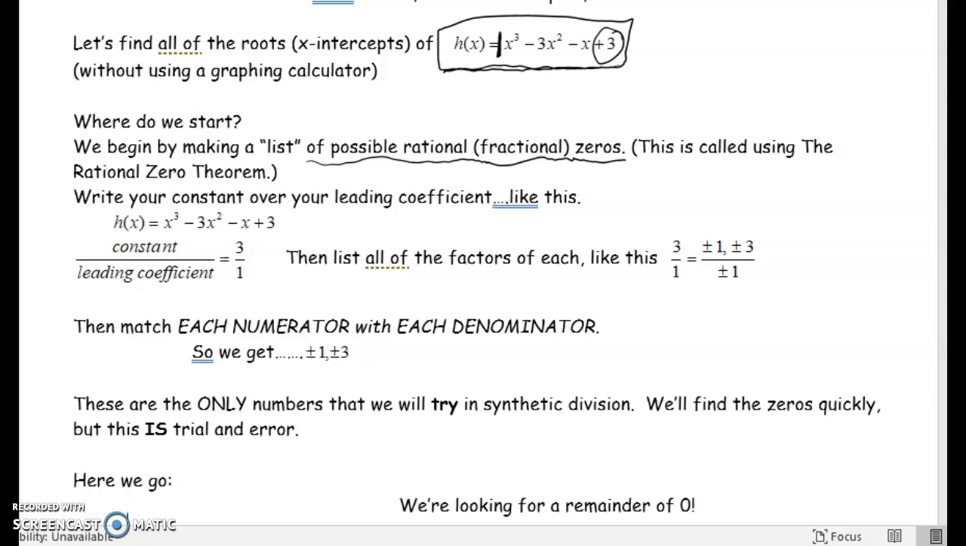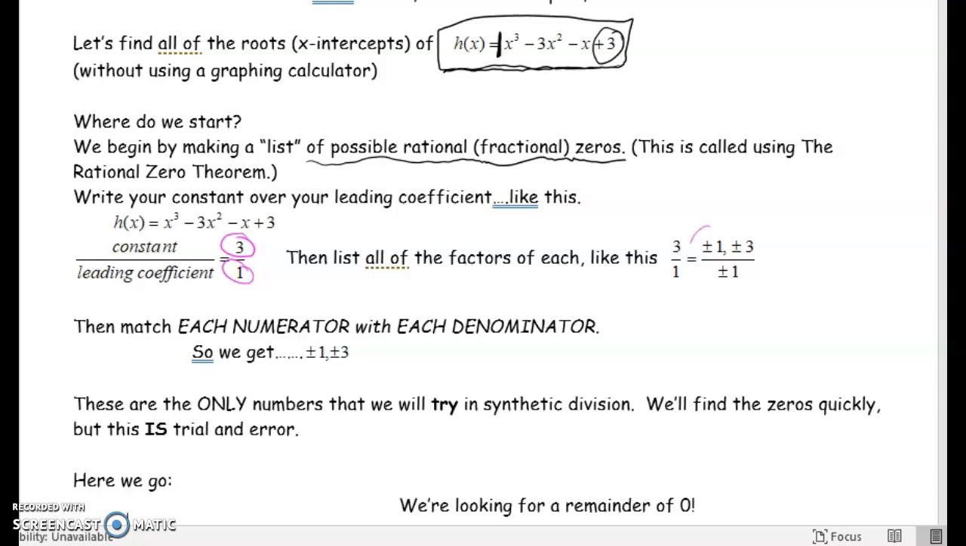Then list all of the numbers that multiply together to give you 3. Those are called the factors of 3. So that would be positive and negative 1, positive and negative 3. We do the same for the denominator, all the numbers or the factors of 1. So positive 1 times positive 1 or negative 1 times negative 1. So we did that. Then we match every number in the numerator with every number in the denominator.